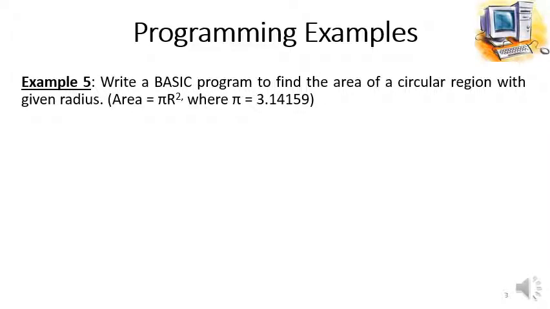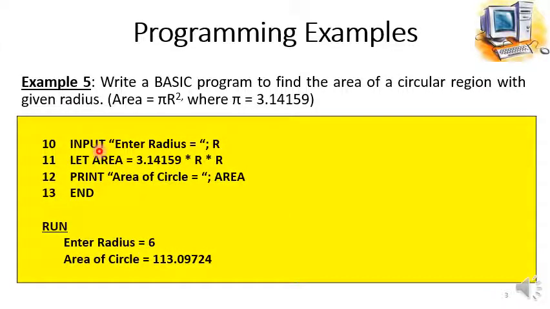Now example number 5 says that write a basic program to find the area of a circular region with given radius. Here we are going to find out the area of a circular region or a circle with the help of given radius. And the formula for finding the area of a circle is area is equal to pi r square, where the value of pi is equal to 3.14159.